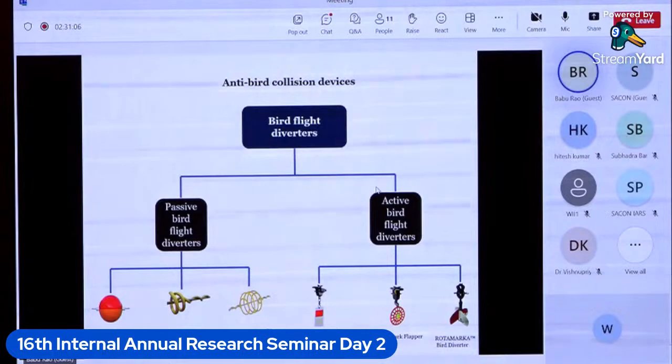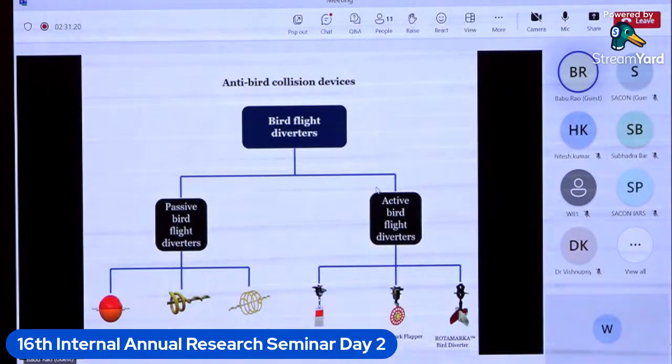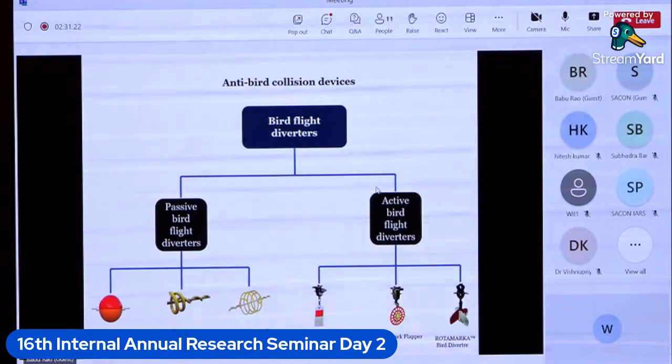The passive bird flight diverters have no motion, for example, spirals. The active bird flight diverters have an ability to move by the wind. The firefly bird diverters and bird mark flappers are a few examples of the active bird flight diverters.